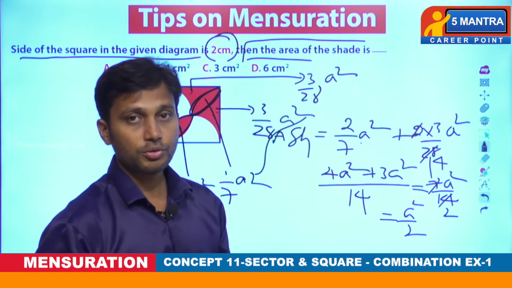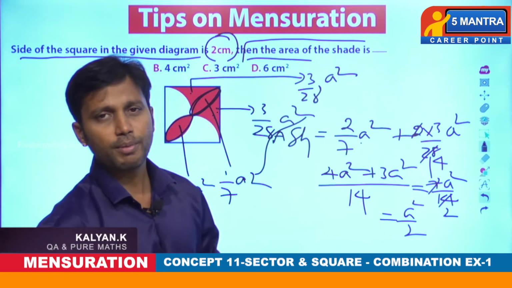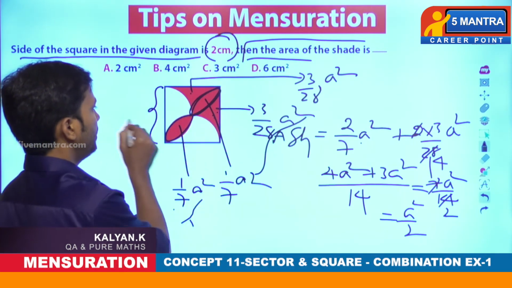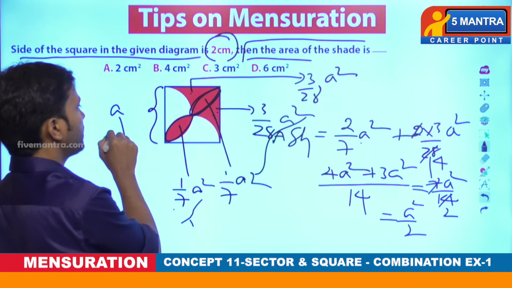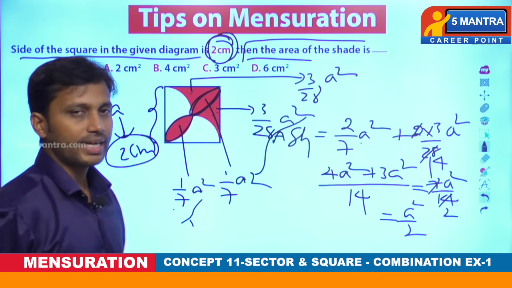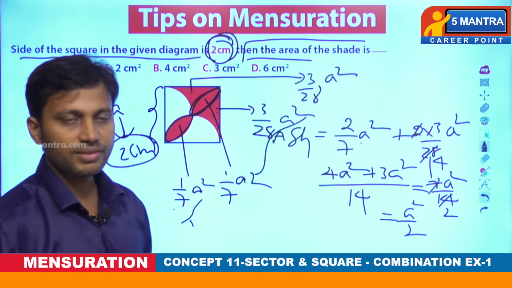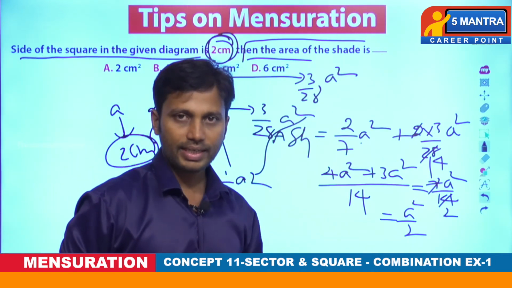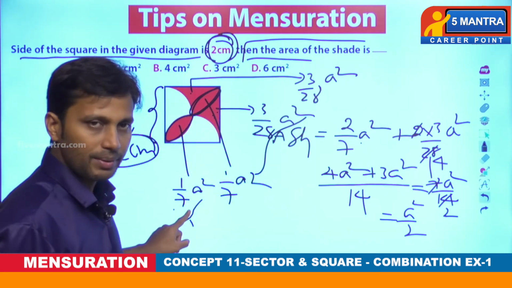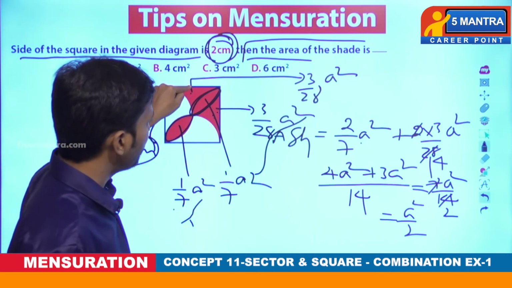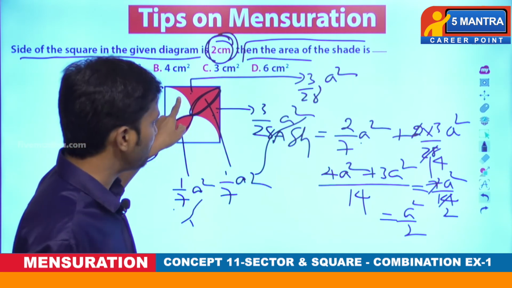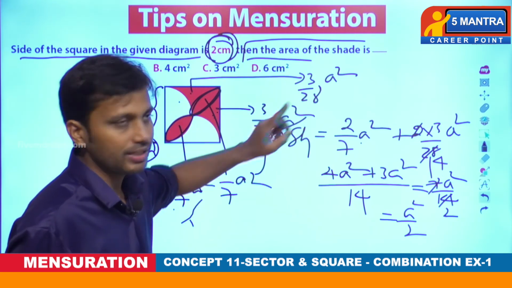Here don't substitute the value in the beginning because the problem becomes clumsy. Here the value of A is given. Here this is a side or not? So the value of the side is given as 2 centimeters. I haven't substituted that in the beginning. At the end of the analysis we can directly put the value into that. Getting my point or not? What I analyzed, each petal area is 1 by 7 A square and the gap between every two petals is 3 by 28 A square.